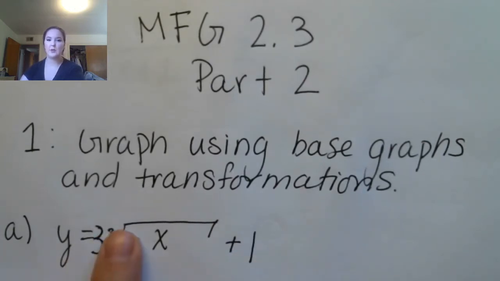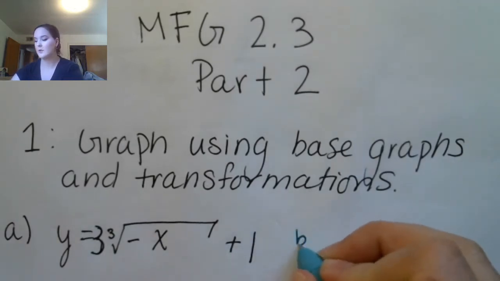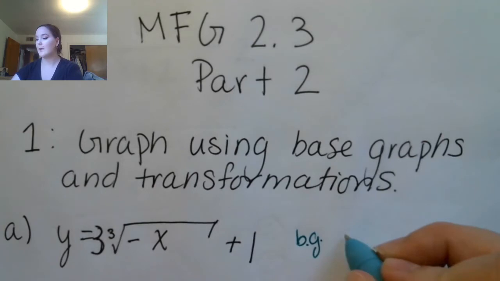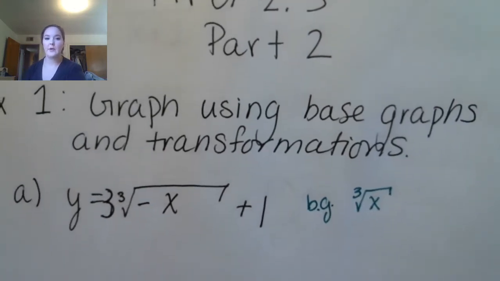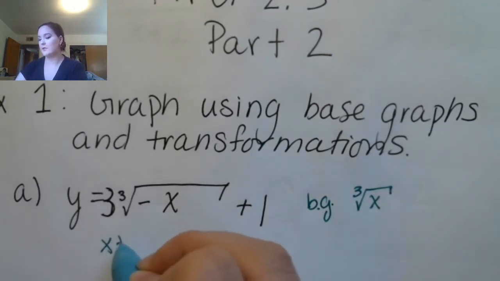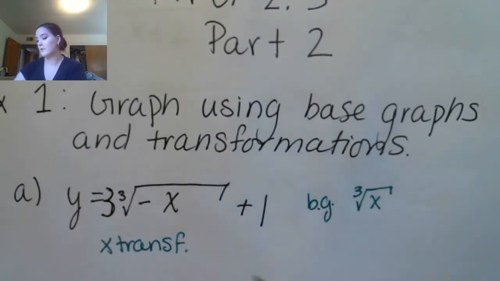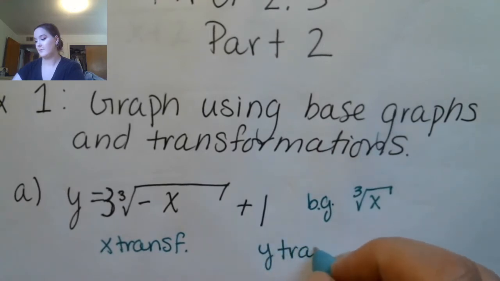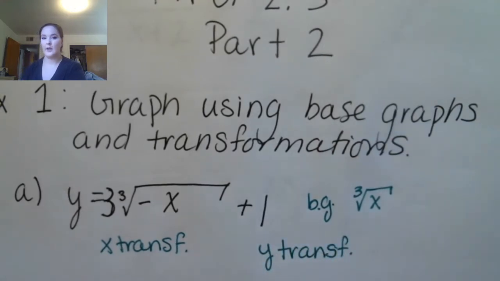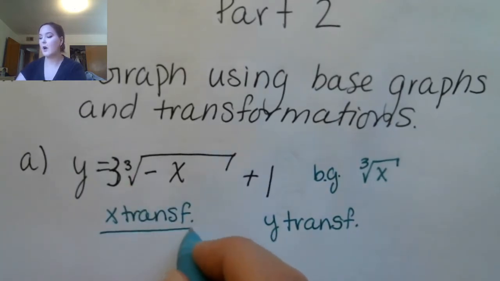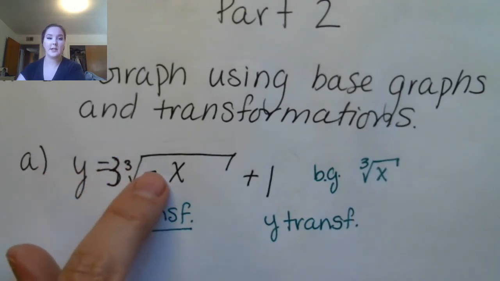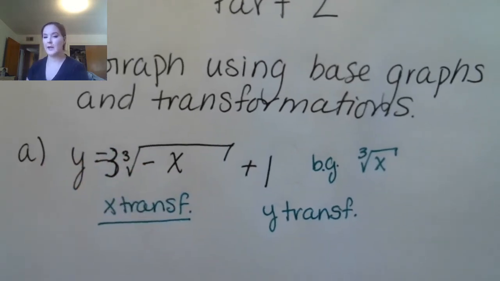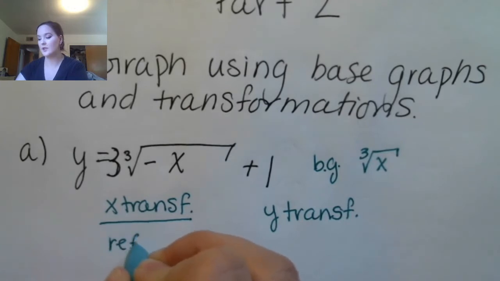3 times the cube root of negative x plus 1. The first thing we're going to do is identify our base graph, and that would be cube root of x. Then we're going to identify our transformations. Remember, our x transformations are coming from within the base graph, so within the cube root. Inside the cube root, the only thing we see is a minus sign, so this is going to be a reflection.